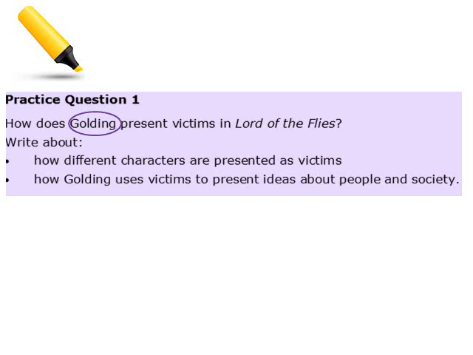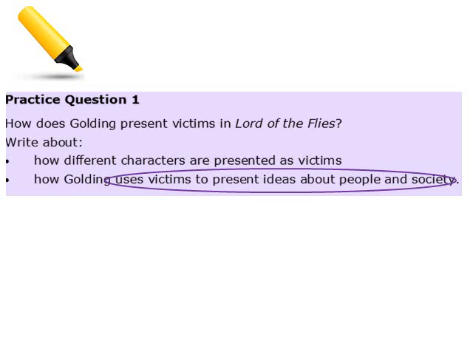Notice that the question uses Golding's name. We're going to need to refer to the idea that Golding has intentions and that the effect on the reader is deliberate, so we should make sure that we use Golding's name in our answer. Now let's look at the bullet points. The first one encourages us to look at different characters, so we shouldn't just write about Piggy, for instance. And we're also being asked to look at the bigger ideas that Golding is presenting about people and society.